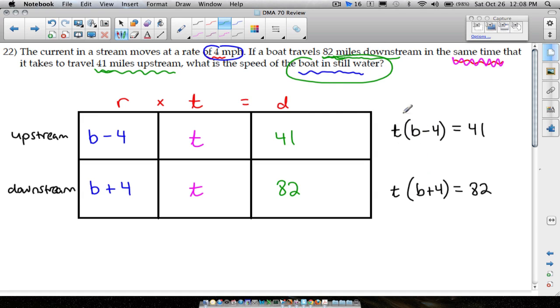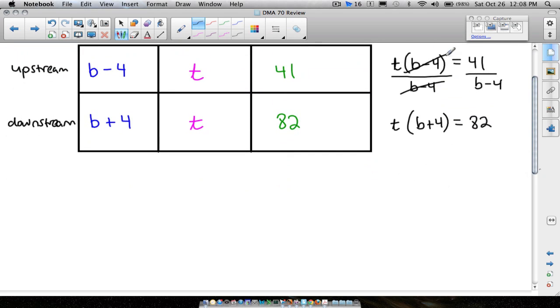But we've got two different types of variables, and I mentioned this in class. If we were to divide by b minus 4 on both sides, notice the b minus 4's cancel out over here, so that equation becomes t equals 41 over b minus 4. We just got t by itself. There's a reason why I'm getting t by itself. Let's do the same thing for this one. B plus 4. Let's divide by b plus 4 on both sides. The b plus 4's cancel, so we have t equals this stuff right here.